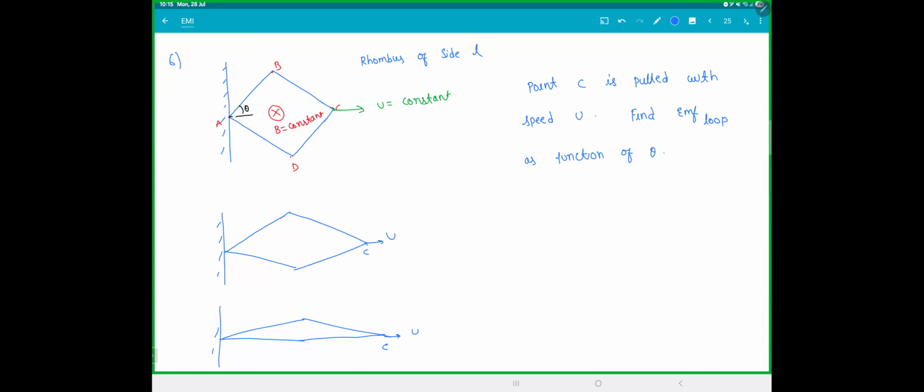Story is still the same. What is flux? B dot area. Then differentiate. Get this, you have 2 minutes. The moment you do d phi by dt, EMI is over. Try. Get some water and come. Give it a try.